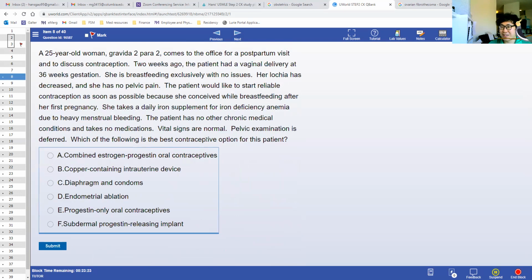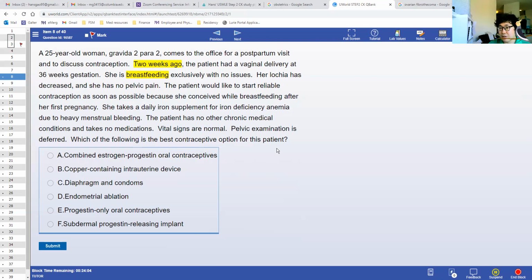All right, which is the best contraceptive option? Lots of contraceptive options here. This woman, 25-year-old, G2P2, postpartum visit, discussing contraception. Last week had a vaginal delivery. This is going to be pretty important here since she's going to be breastfeeding and you can't give certain medications when she is breastfeeding. She conceived while breastfeeding after her first pregnancy. All right, yeah, so you definitely want some contraceptive options. Chronic medical conditions, no medications. Pelvic exam is deferred. Which of these is the best contraceptive option?